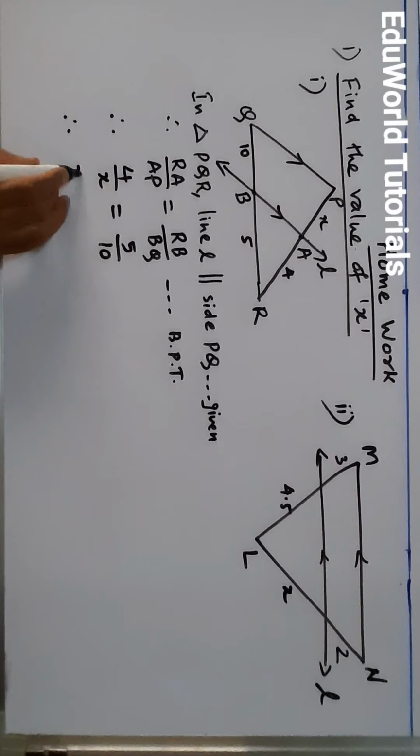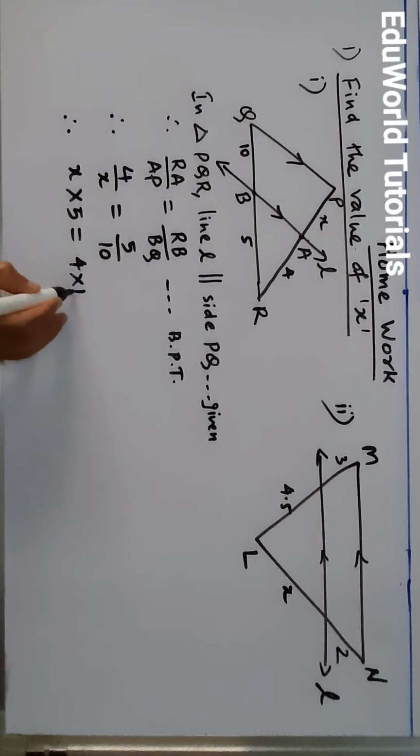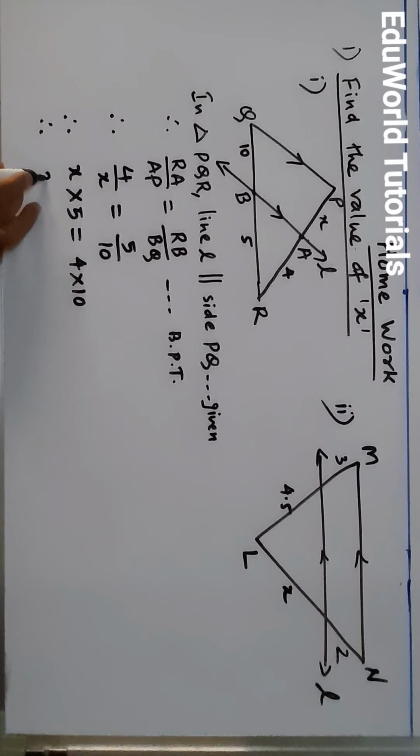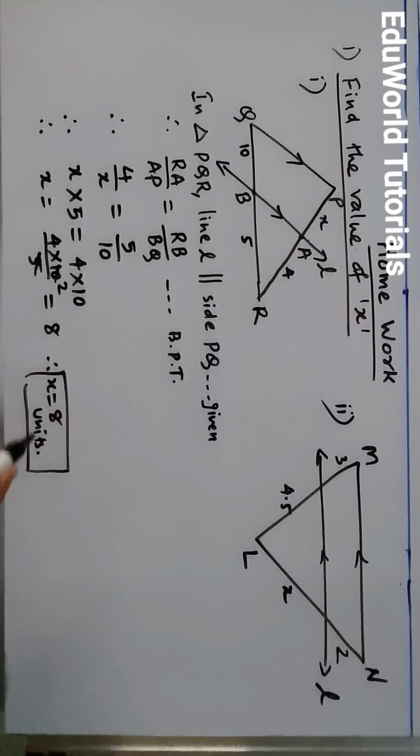Cross multiplying. X multiplied by 5 is equal to 4 multiplied by 10. So what is the value of x? X is equal to 4 into 10 upon 5. 5 twos are 10 and 4 twos are 8. Therefore x is equal to 8 units. This is how we have to find the value of x.